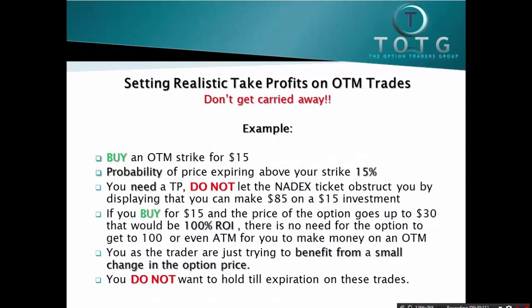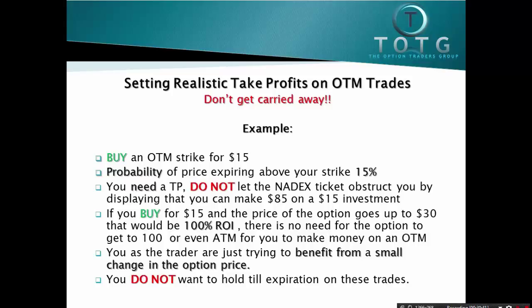Now on the at-the-monies, we don't use stops, but the important factor on the out-of-the-money, the OTM trades, is your take profits. And don't get carried away. The example would be to buy an out-of-the-money strike for $15. Now the probability of price expiring above your strike at expiration is only 15%. So you need a take profit since there's not a very good chance of that outcome happening.